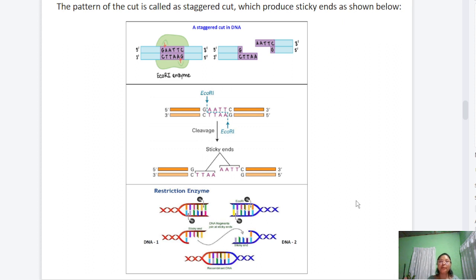So this is how the concept of gene cloning started: you cut two different DNAs with the same enzyme. When we cut different DNAs with the same enzyme, we get the same complementary overhangs and then we can join them. Okay.